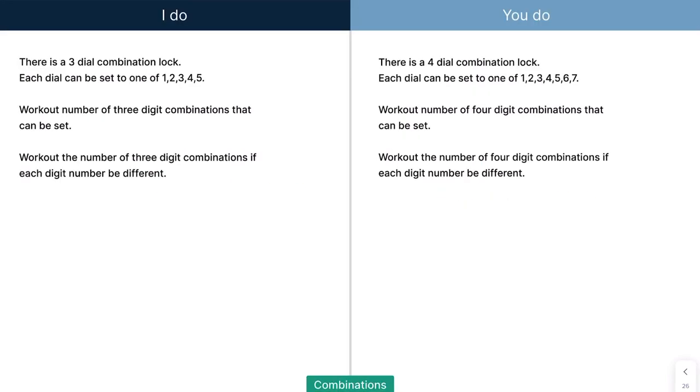So now we are looking at combinations. So there is a 3-dial combination lock, and each dial can be set to 1, 2, 3, 4, or 5. Work out the number of 3-digit combinations that can be set. So in this question, we actually have 2 questions. This is a question, and this is a separate question. So in this case, it's saying work out the number of 3-digit combinations. So we know it can have 1, 2, 3 digits, and each digit has 5 options. So we can just do 5, 5, 5. If I multiply together, we get 125.